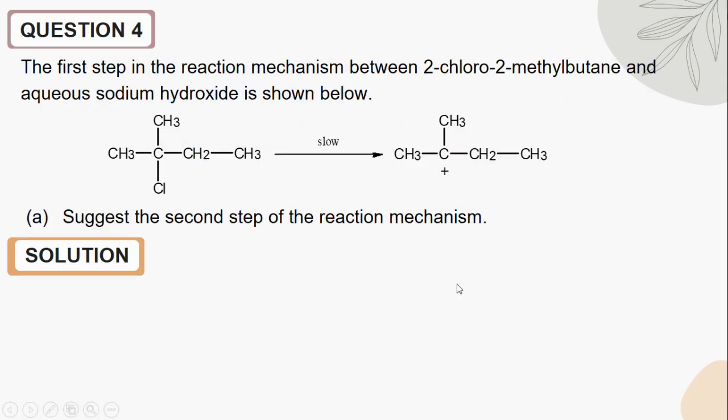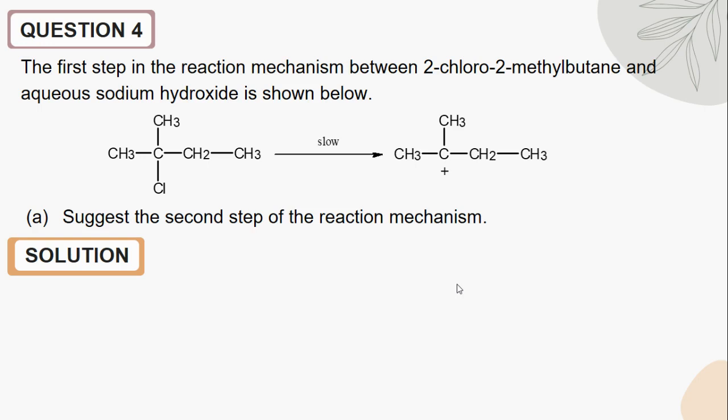Moving on to question number 4, you are given the first step of the reaction mechanism between 2-chloro-2-methylbutane and aqueous NaOH. So this is only the first step. Question A asks for the second step of the reaction mechanism. First you need to identify the type of reaction when you are forming a carbocation. So this should be SN1. I repeat, when you are forming a carbocation, this is the mechanism of SN1.